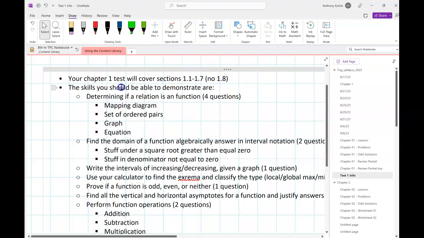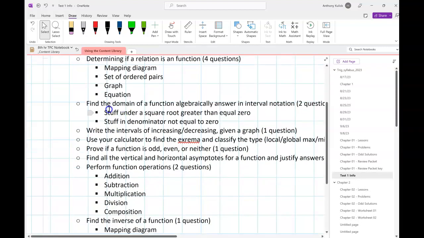The skills you should be able to demonstrate on the test is you should be able to determine if a relation is a function. I have 4 questions where I ask you to do that. Remember, we've represented a relation in 4 different ways: as a mapping diagram, a set of ordered pairs, a graph, or an equation. You should be able to determine if any of those are a function, regardless of the form that I represent it in.